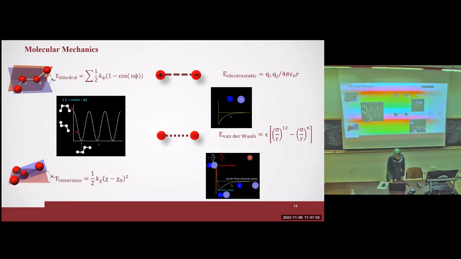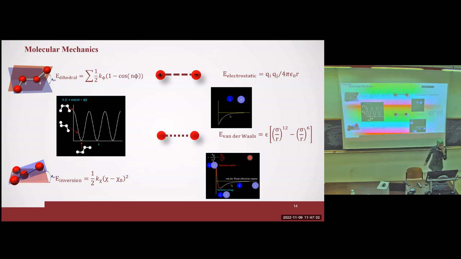And for the dihedral, we have a harmonic periodic case. We have two planes, and if you rotate one of these, it again comes back to the same situation. And for the inversion, as I told you, we also have a harmonic term just to make them stay on the plane. This is for the electrostatic, a quite familiar relation, and also for van der Waals.